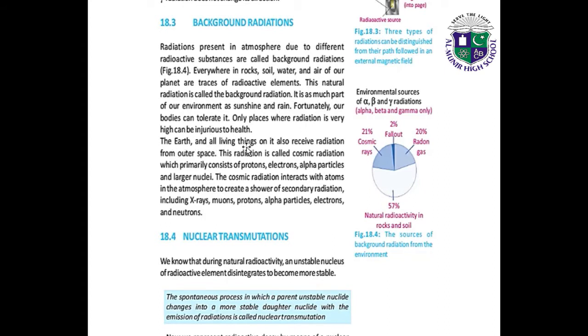The earth and all living things on it also receive radiation from outer space. This radiation is called cosmic radiation, which primarily consists of proton, electrons, alpha particles and larger nuclei. So here we have the figure 18.4, which shows the sources of background radiation from the environment.